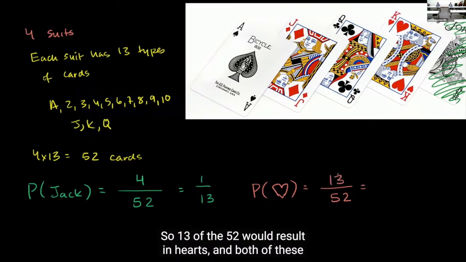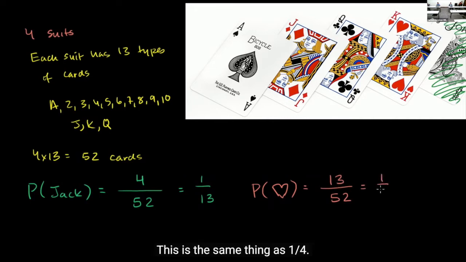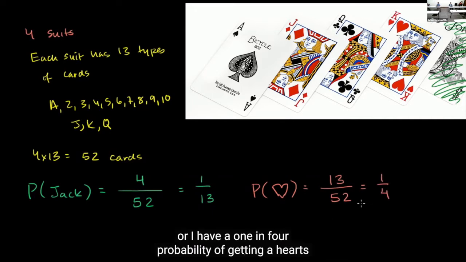And both of these are divisible by 13. This is the same thing as 1/4. 1 in 4 times I will pick it out, or I have a 1 in 4 probability of getting a heart when I randomly pick a card from that shuffled deck.